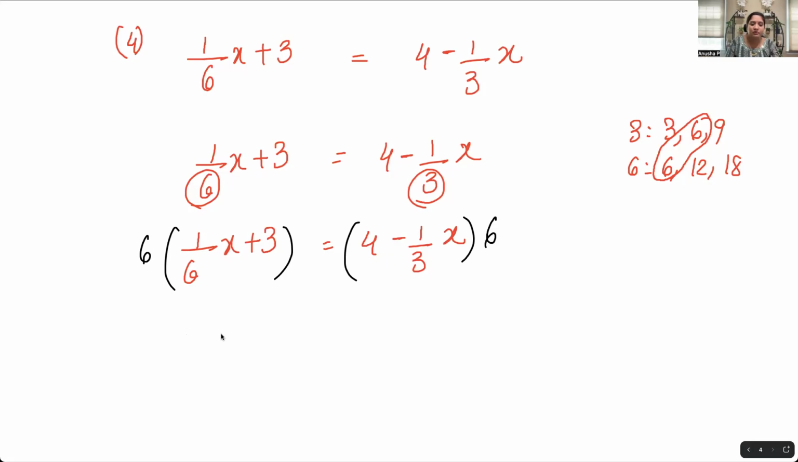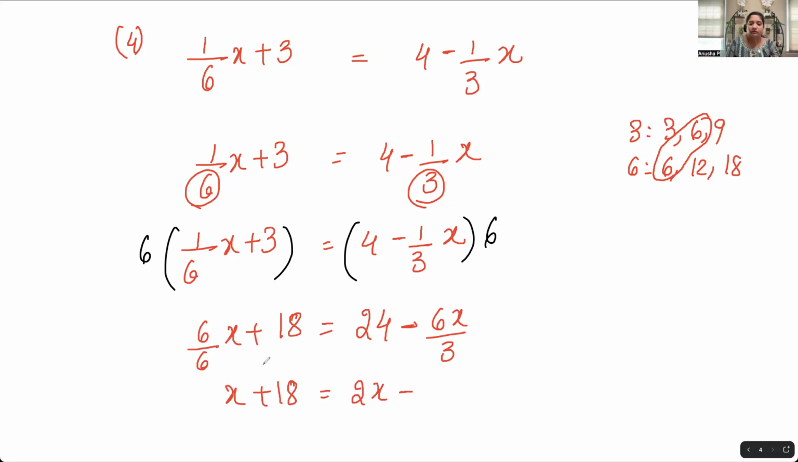Now 6 times 1 is 6, so 6 over 6x plus 6 times 3 is 18. Do the distributive property on both the sides. 6 times 4 is 24 minus 6 times 1 is 6, x over 3. X plus 18 equal to 24 minus 2x.